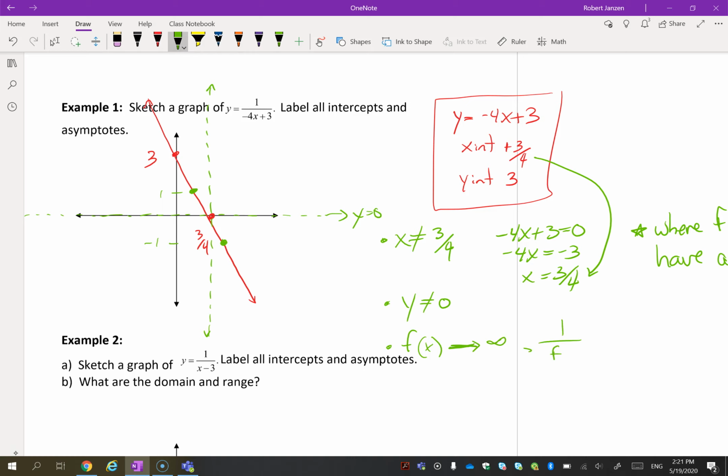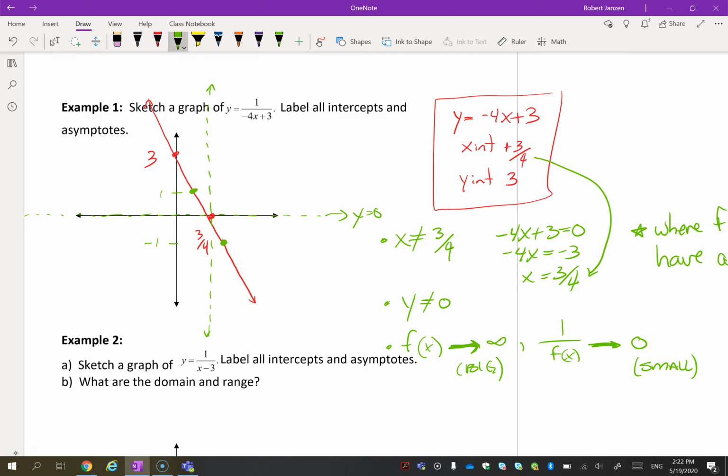Then what's going to happen to 1 over f of x? If f of x is getting really big, say like 1 million, what would 1 over 1 million look like? It would be a really small number. Almost 0. So what this statement says is as f of x approaches infinity, so as f of x gets really big, the reciprocal approaches 0. In other words, gets really small. Okay, so as f of x is getting big, 1 over f of x is getting small.